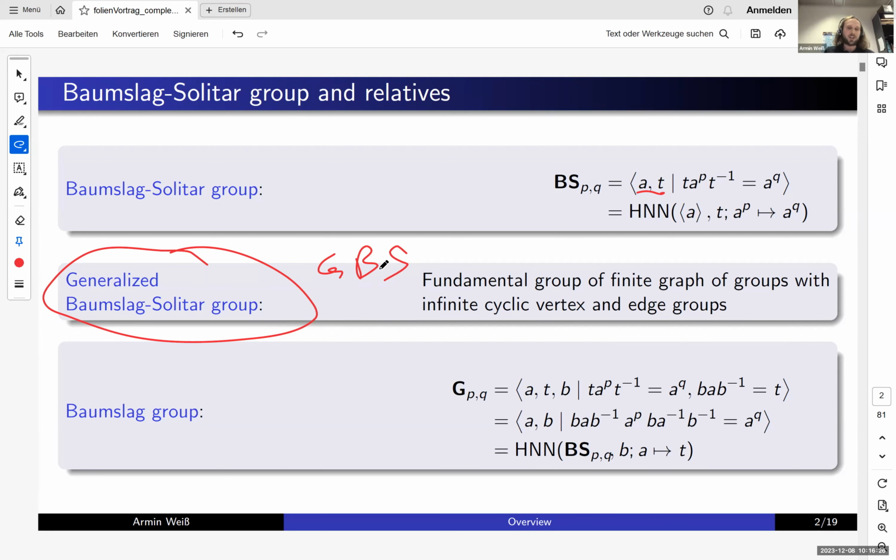I won't be talking a lot about GBS groups, but everything which holds for Baumslag-Solitar groups in this talk also holds for GBS groups. So I just want to mention them.